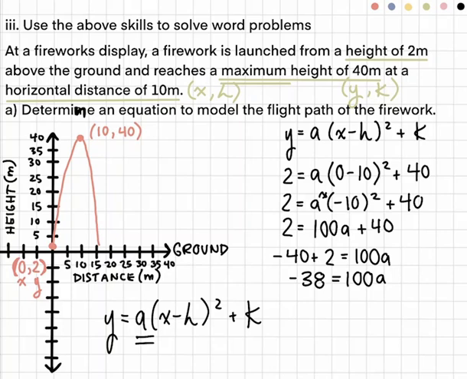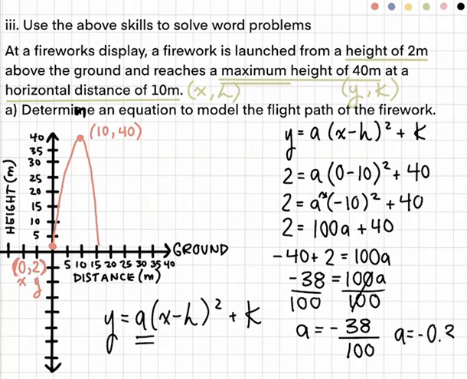So now I'm going to divide both sides by 100. Dividing both sides by 100 here to isolate a. So then I have a equals negative 38 over 100. Okay? And you can also have that as a decimal, which is a equals negative 0.38. Let's make that a rectangle. There we go.